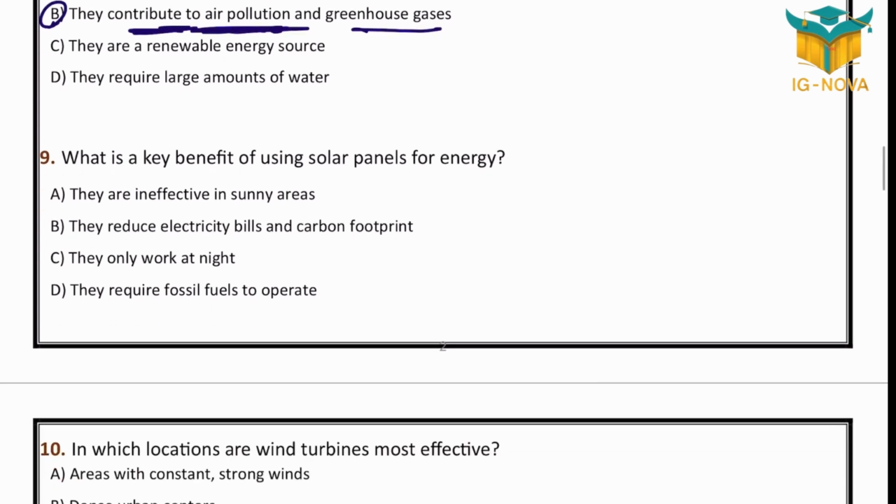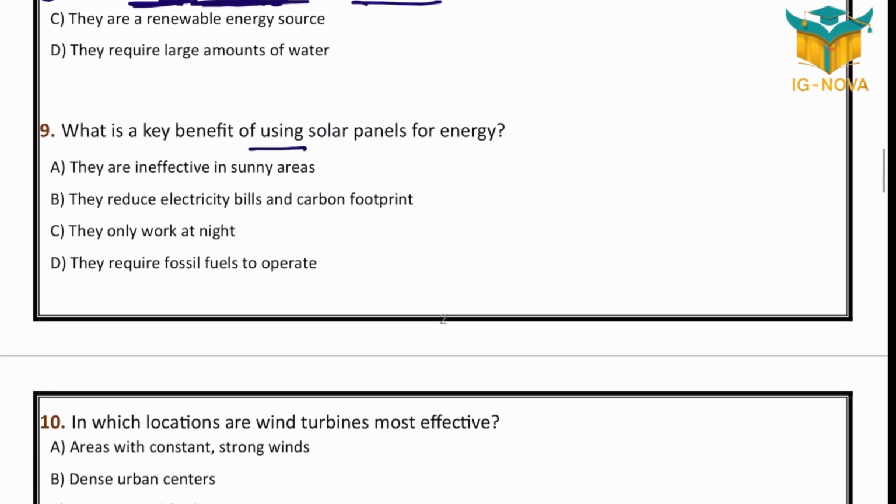Question 9. What is the key benefit of using solar panels for energy? If they are ineffective in sunny areas, surely no. We need sunny areas. They reduce electricity bills and carbon footprints, carbon emissions. Surely, yeah, this is one of the benefits of solar panels.